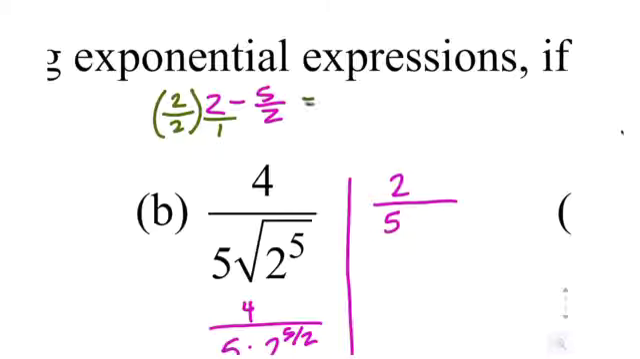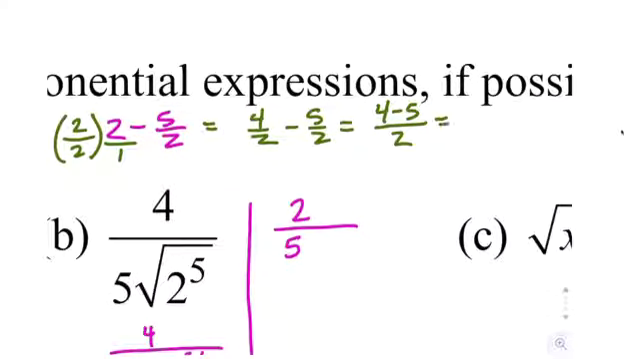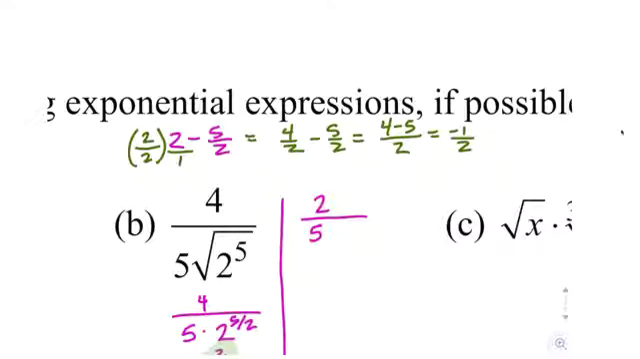Now, that's going to give you 4 over 2 minus 5 over 2. And now, because the denominators are the same, you could put it all over the same denominator, and you get 4 minus 5. And of course, 4 minus 5 is negative 1. So you end up with negative 1/2. That's what you need to be able to do in your head. How are you going to be able to do it in your head?